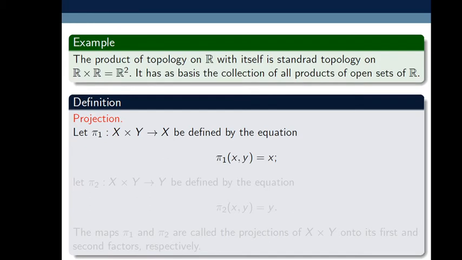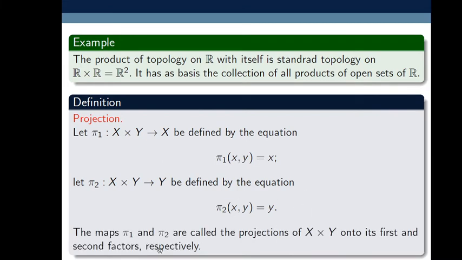Next definition, projection. So let's have the definition. Let pi1 map from X times Y to X, defined by the equation pi1 of (x, y) equals x. Let pi2 map from X times Y to Y, defined by the equation pi2 of (x, y) equals y. Then the maps pi1 and pi2 are called the projections.